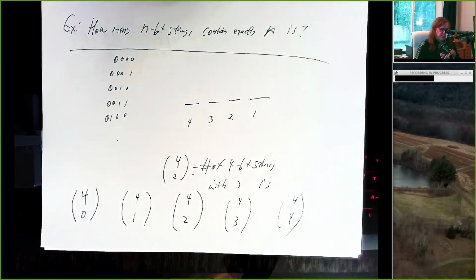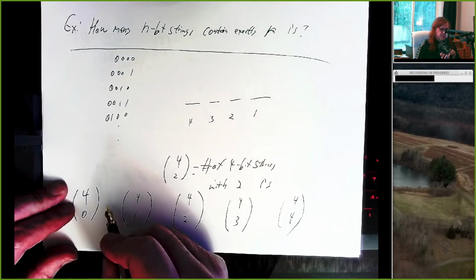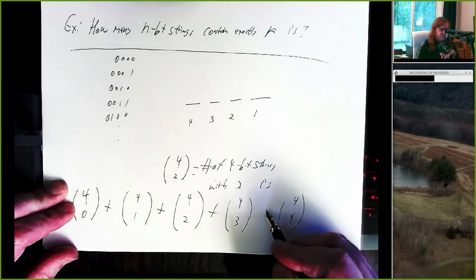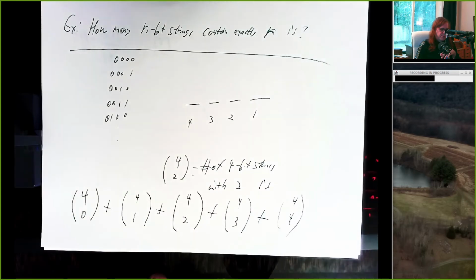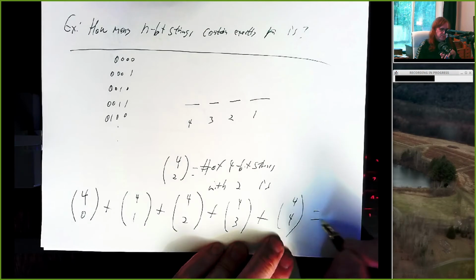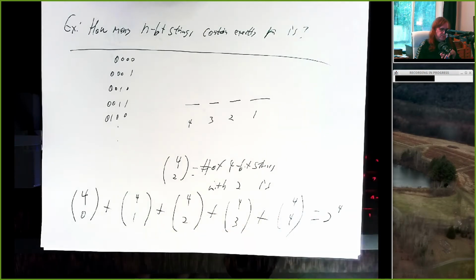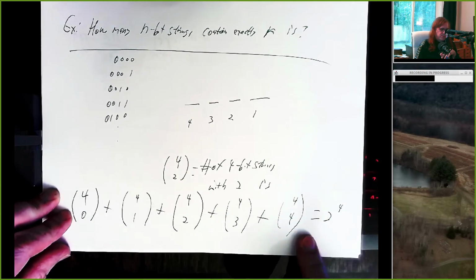Well, if I pick any 4-bit string, it's going to contain either 0, 1, 2, 3, or 4 ones. Is there any other possibility? No. So the total number of ways I can count up my strings with 0, 1, 2, 3, or 4 ones, that sum should be the number of 4-bit strings, which is 2 to the 4th. And if I actually calculate these, I'll find this sum is exactly equal to 16.